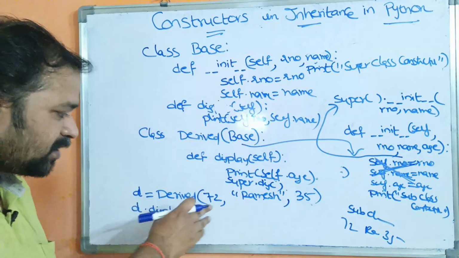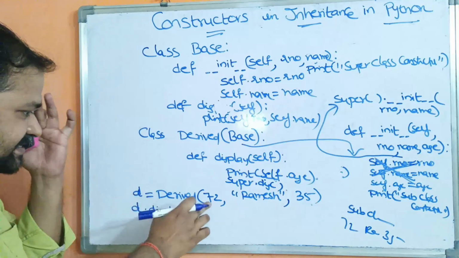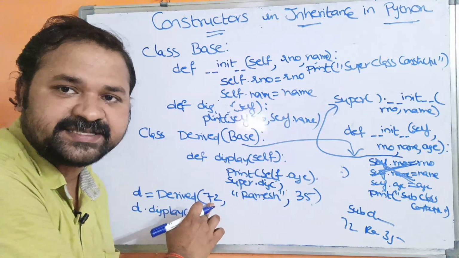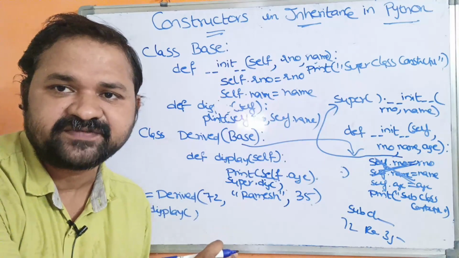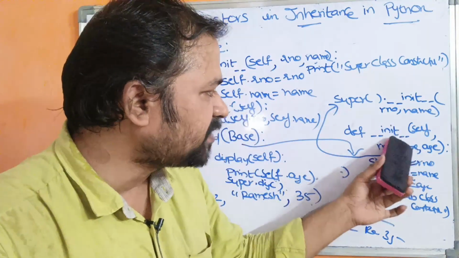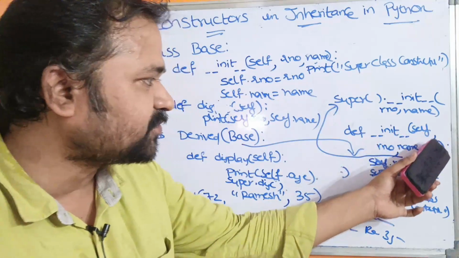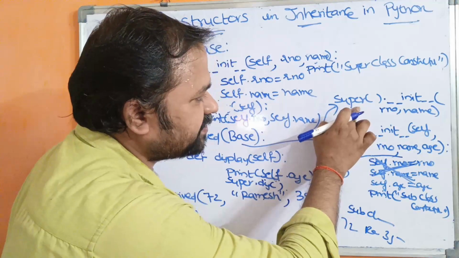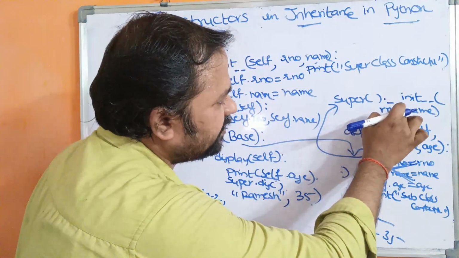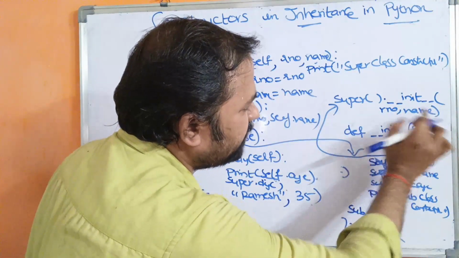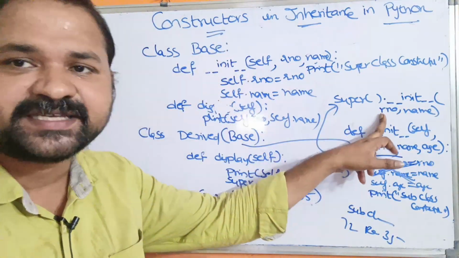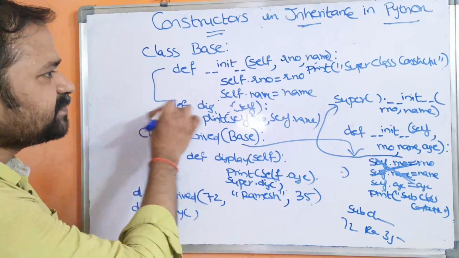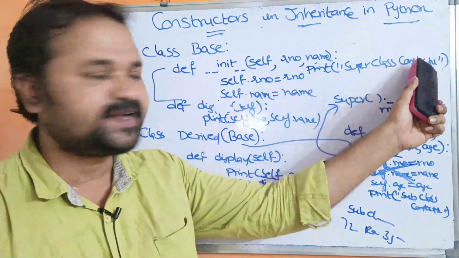Okay. Now let's see how the program will get executed. d = Derived(72, Ramesh, 35). So whenever this statement is executed, then the superclass constructor will be executed. Here we have the superclass constructor def __init__. Here we use this statement super().__init__(roll_number, name). So whenever this statement is executed, then its superclass constructor will be called. So now this constructor will be called. So for the superclass constructor, we will get this message.